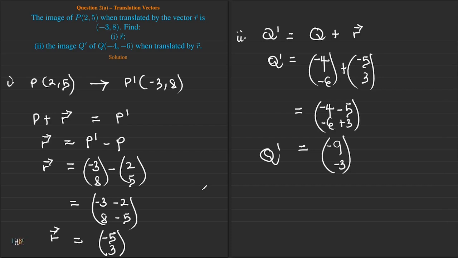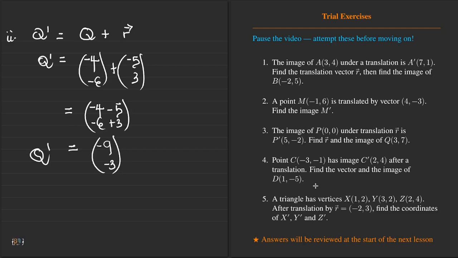So this is simply how we solve for translation vectors. I do hope it was comprehensive enough. As usual, I'll leave you with some exercises so you try on your own just to test your understanding. Maths is about you solving questions and then being familiar with the formula. So here are 5 questions based on what we've done. You can pause and then attempt them before moving on to the next question. As usual, the answers will be reviewed at the start of the next lesson.